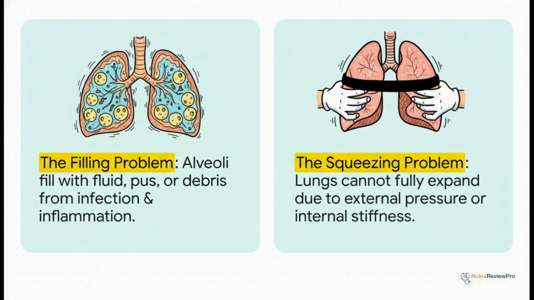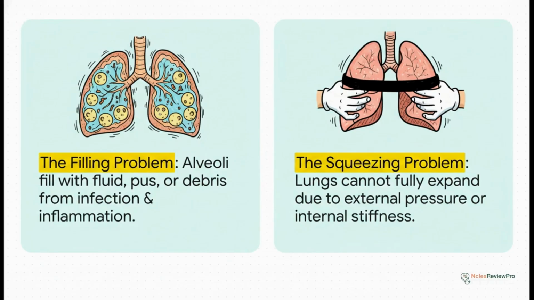Now here's the thing. When you really get down to it, pretty much every major respiratory crisis boils down to one of two fundamental issues. First, you've got the filling problem. This is where those critical alveoli get clogged up with fluid or pus or just inflammatory junk. It creates a physical barrier that stops oxygen in its tracks. Or, second, you have the squeezing problem.